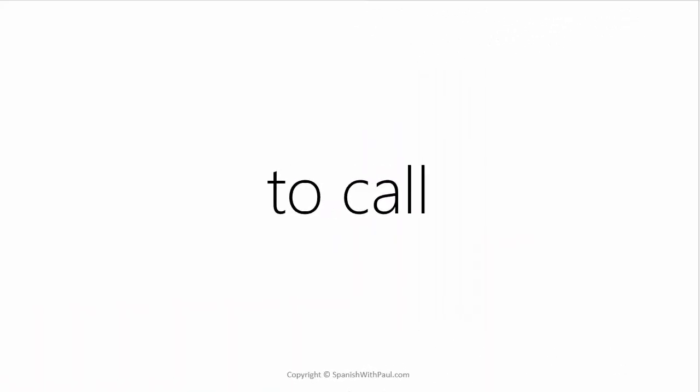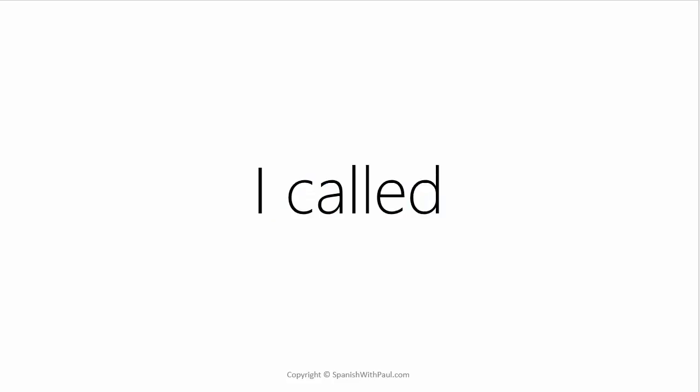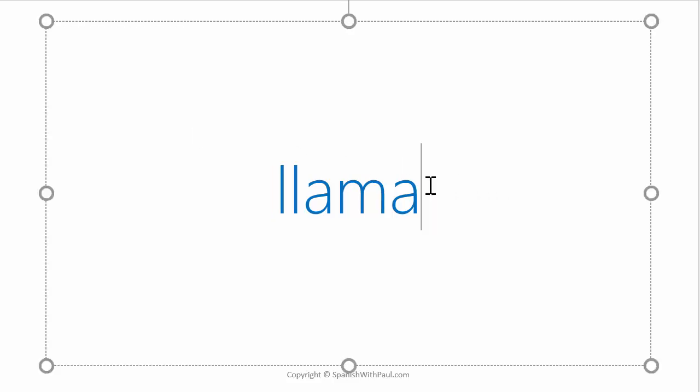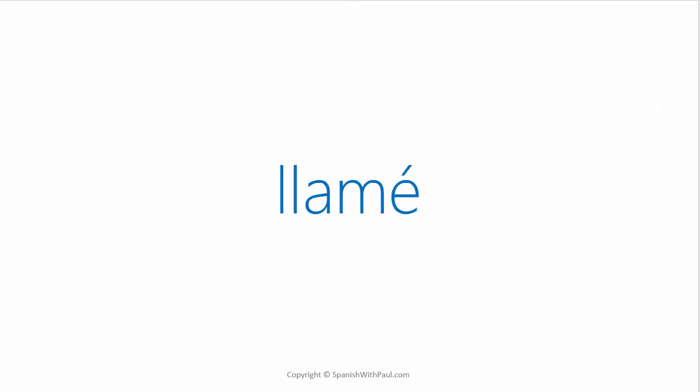What's the verb to call? Llamar. Now, to express I called, we go back to llamar, and I think you can guess what's probably going to happen. We get rid of the AR ending and replace it with an E and an accent. So the sound we get is llamé, llamé. This means I called.